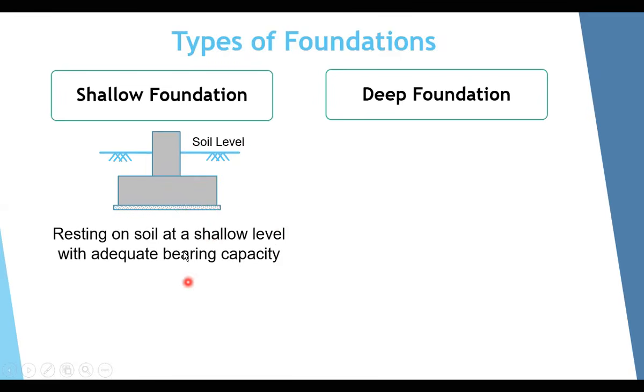Let's say you have a soil here where the bearing capacity is very low, or you have very high loads from the building, so the soil at this level cannot resist loads from the building. So what will be the solution in this case?